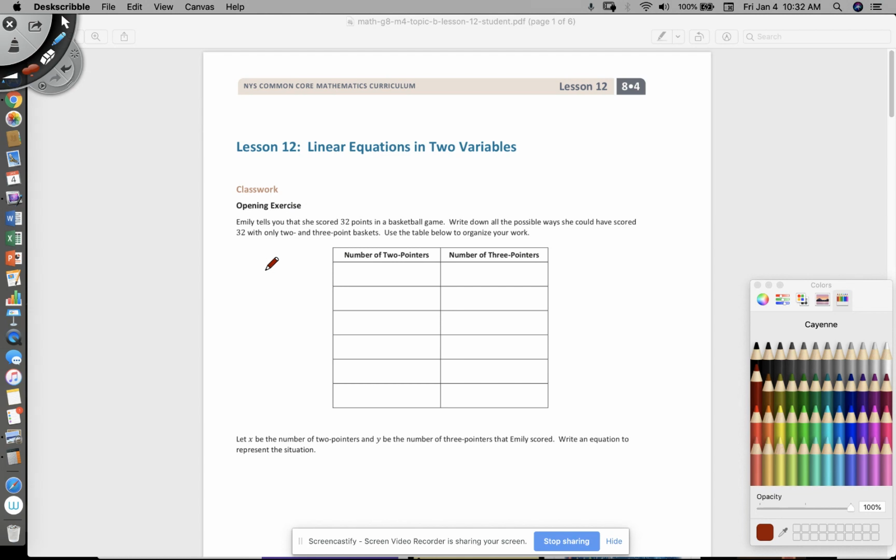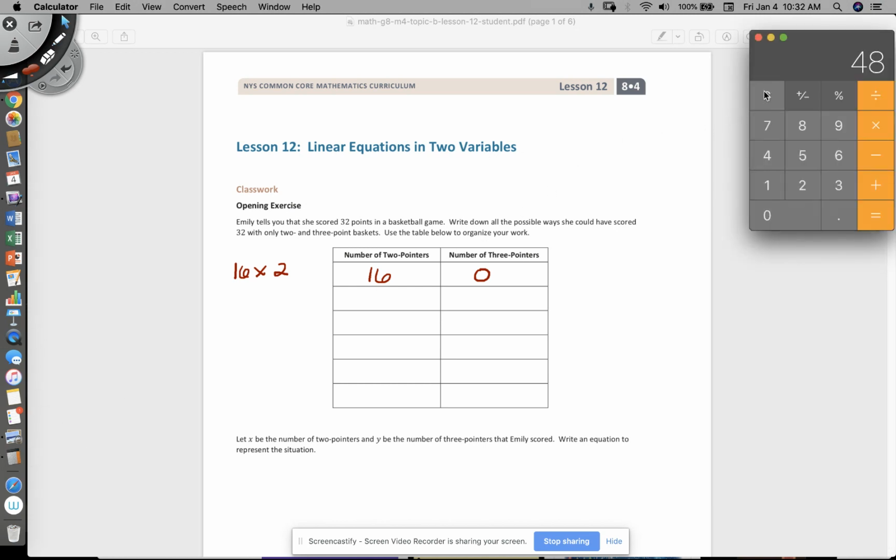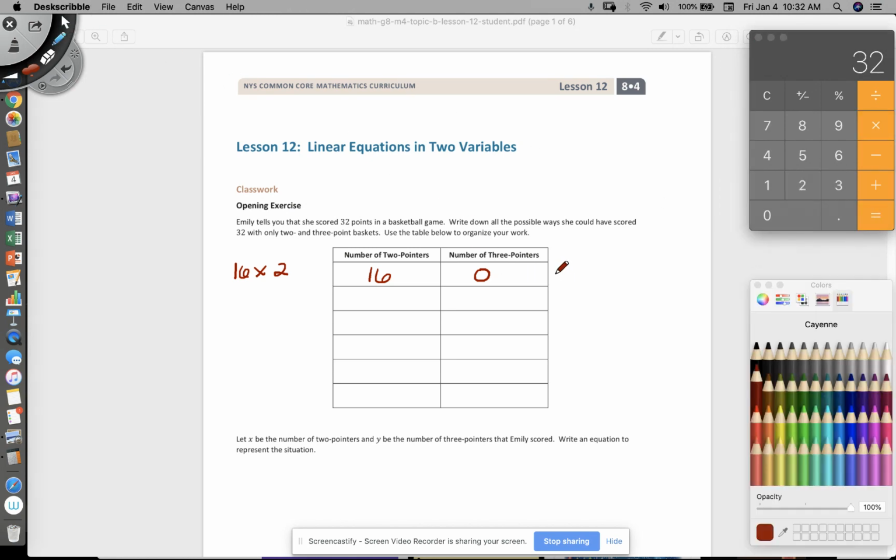So I know one right off the bat I can say is 16 times 2 because it's a 2-pointer. That's going to give me, she had 16 2-pointers and 0 3-pointers. Grabbing my calculator here just to show you what I'm doing, I know that 16 times 2 gives me 32. So what you want to do is set this up so that when you combine these they give you 32. All right, let's try another one.